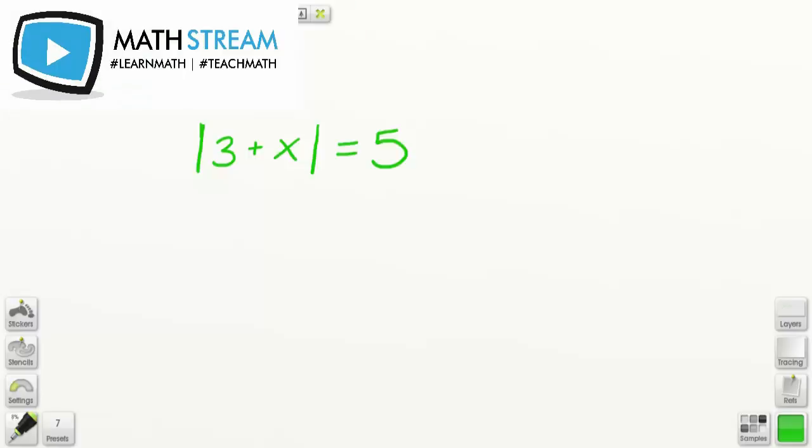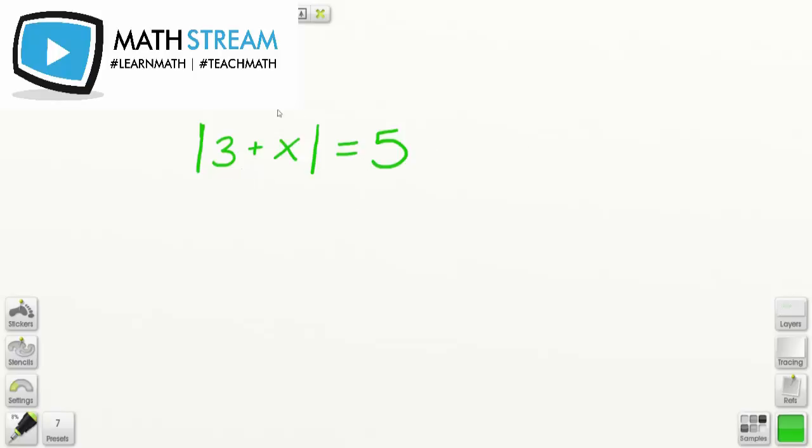Okay, so let's see how we can incorporate absolute value into an equation and then still be able to solve for x, or solve for the variable. Take a look at this example. We'll start simple. So here we have the equation, the absolute value of 3 plus x equals 5. Now here's what is interesting here.